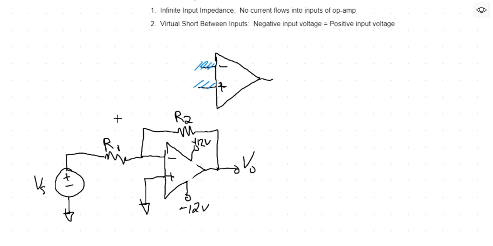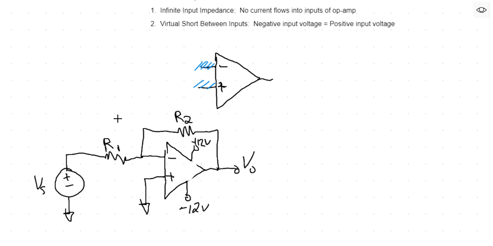So this actual chip has power to it, just the chip, right? In this case, it's powered with two sources: a positive 12 volt source and a negative 12 volt source. So the full range of voltage that this op amp has available is a total of 24 volts, from negative 12 all the way up to positive 12.